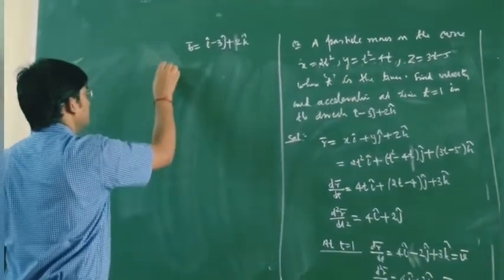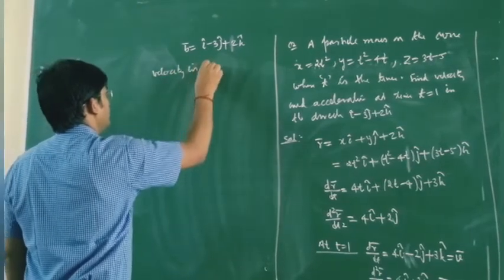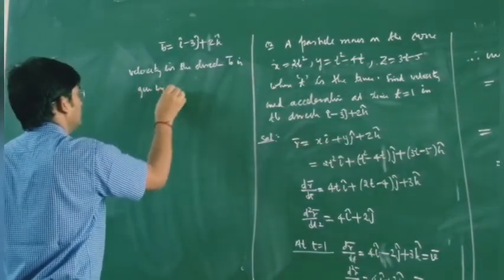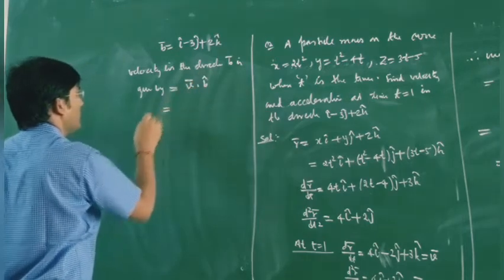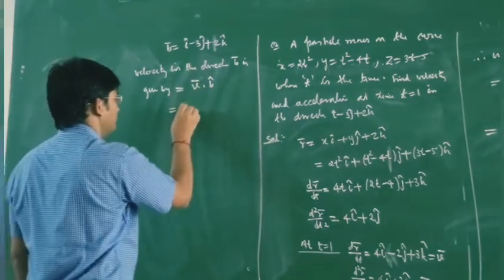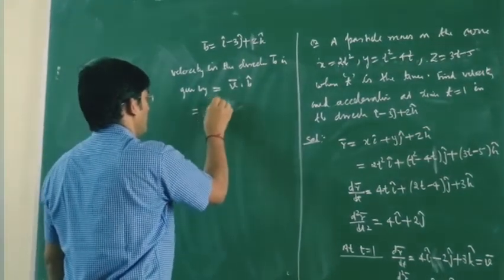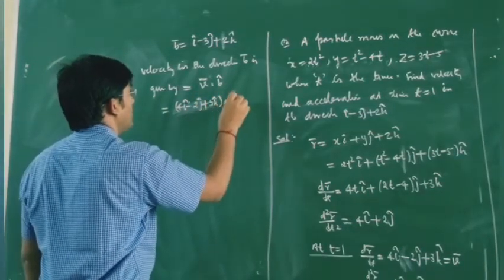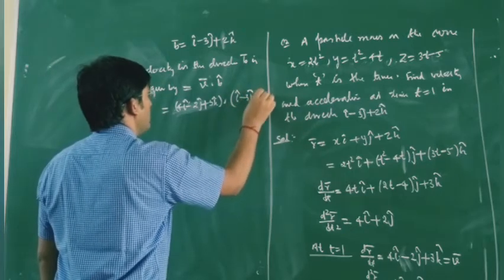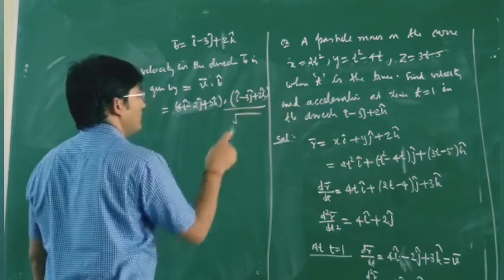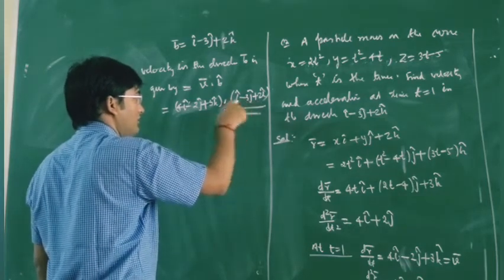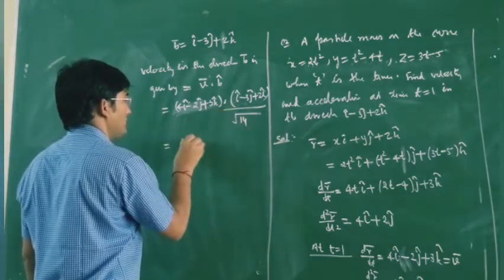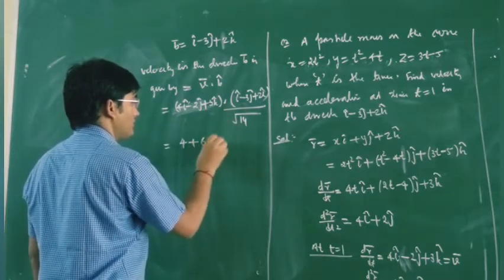Now velocity in the direction b is given by v dot b cap. Now our vector v is 4i minus 2j plus 3k, dotted with b cap. Now b cap is i minus 3j plus 2k divided by the square root of 1 plus 9 plus 4, so 14. So this is equal to i dot i, which is your 4, j dot j, this is your 6, plus k dot k, this will be again 6, upon the square root of 14.